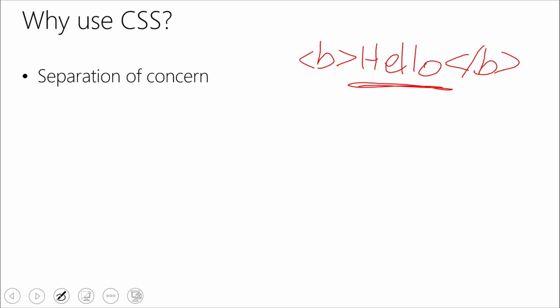So maybe I want that to be bold on a mobile phone, but I don't want that to be bold on a desktop. Or maybe I don't want that to be bold when it's printed out. Well, I've said this is going to be bold. That's it, period. End of discussion. There's nothing else that's going to be but bold.